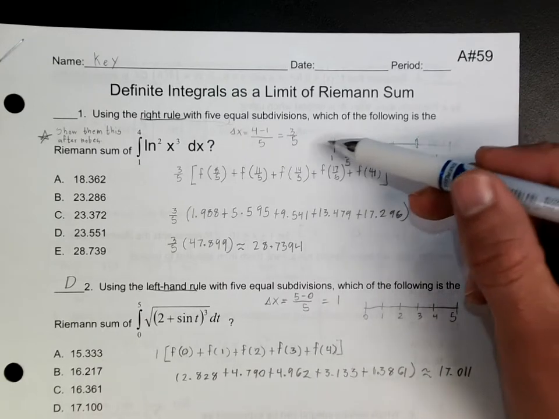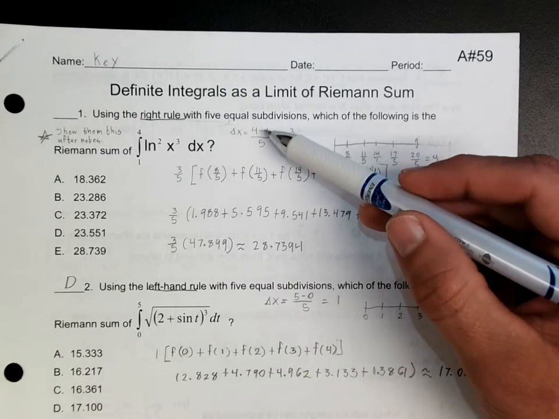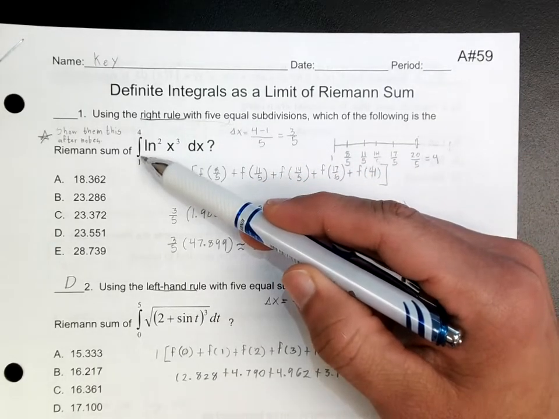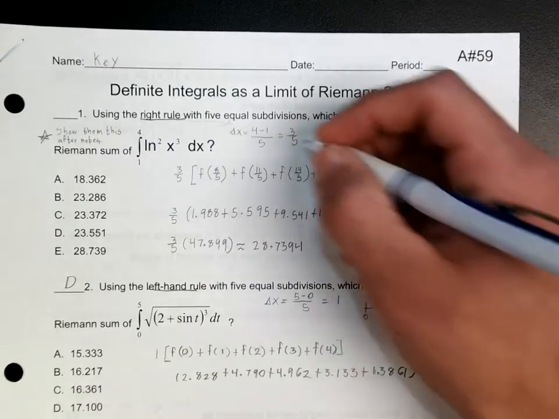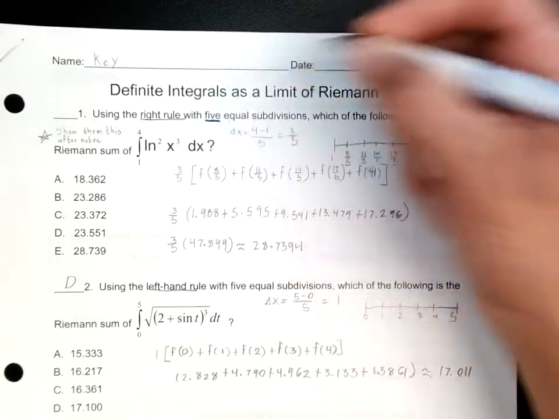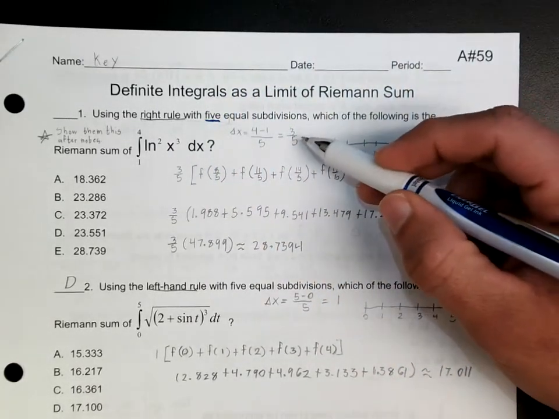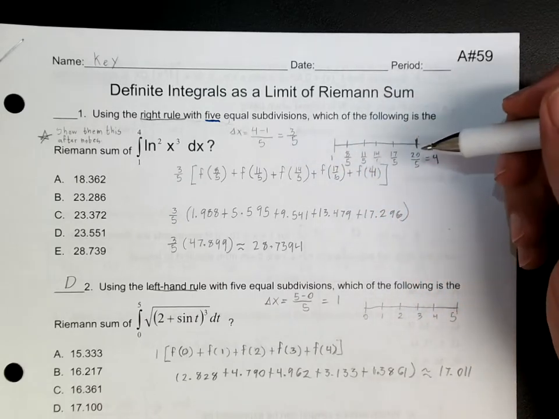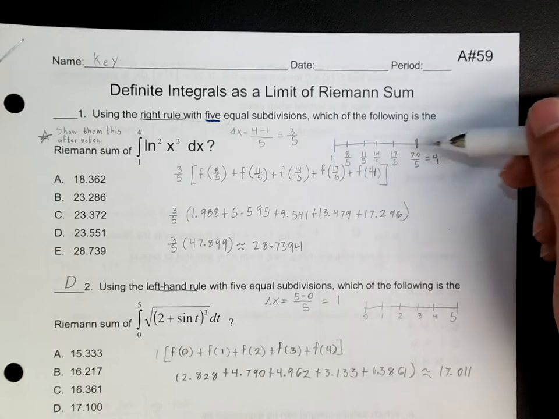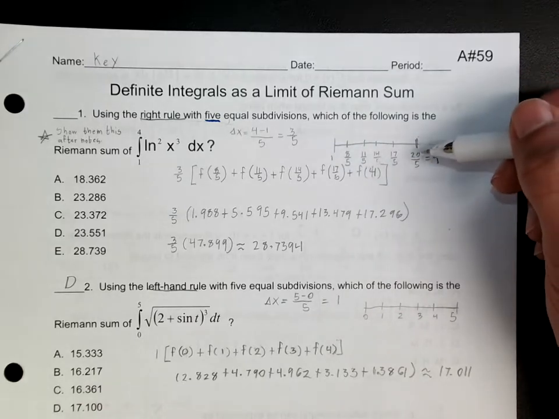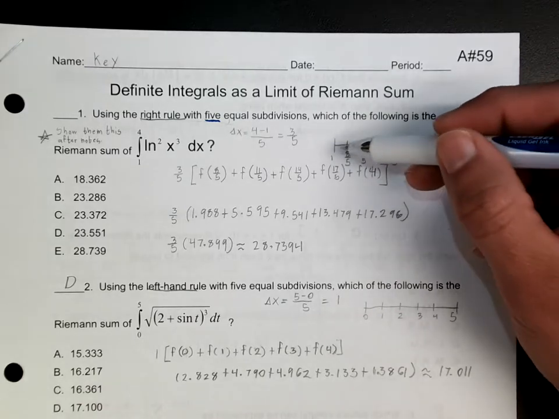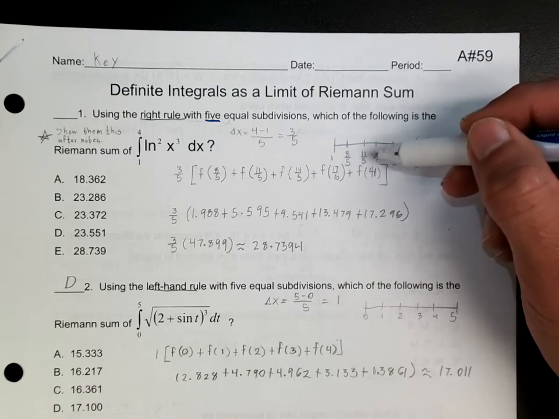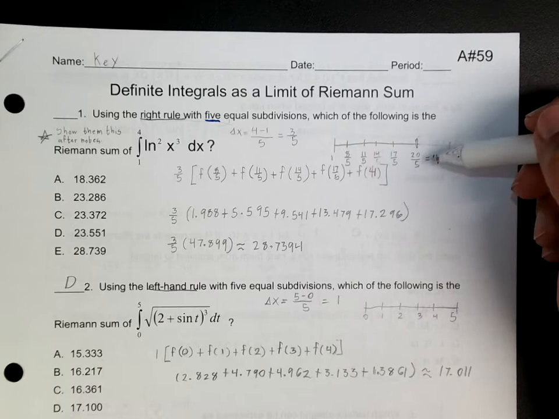If I'm trying to do this, the first thing I have to find is delta x. Remember, that came from subtracting 4 minus 1 divided by the number of subdivisions or intervals. In this case, they have 5. So the width of those rectangles is going to be 3/5. What I recommend is you have a number line between 1 and 4. Notice that 20 over 5 is 4. And then you have 1 plus 3/5, which is 8/5, and you keep adding 3/5, 3/5, 3/5 until you get to that.